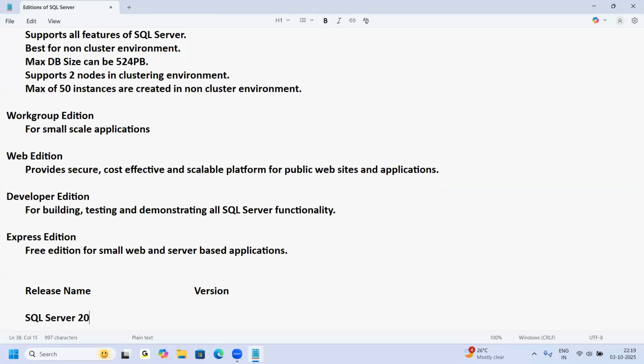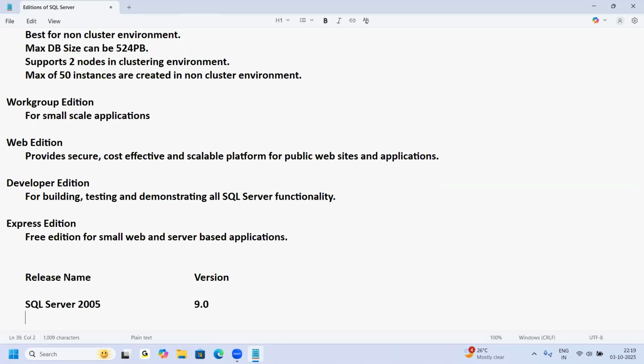If you are talking about SQL Server 2005, the version is 9.0. I'm writing only two parts, major and minor; there will be a lot of parts in a version, but I'm writing only two divisions. Major version, minor version. Then SQL Server 2008 is 10.0.